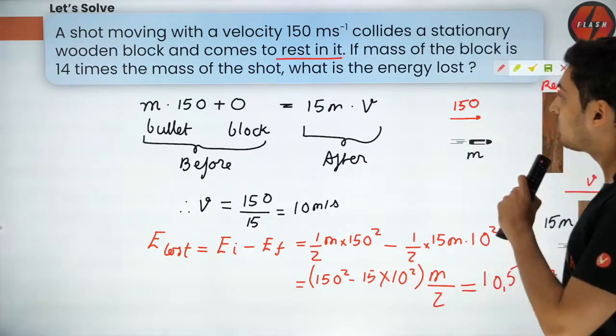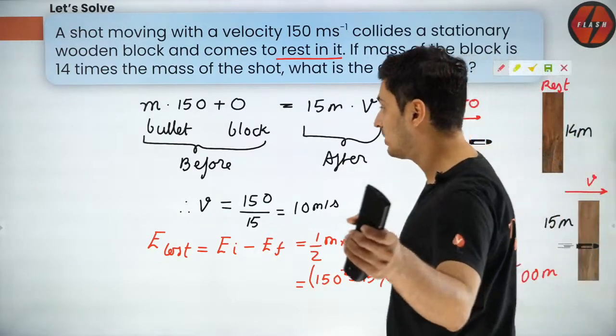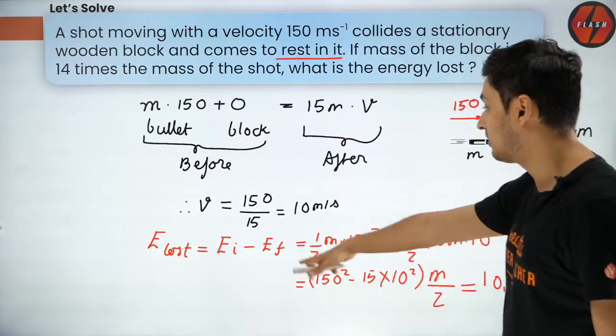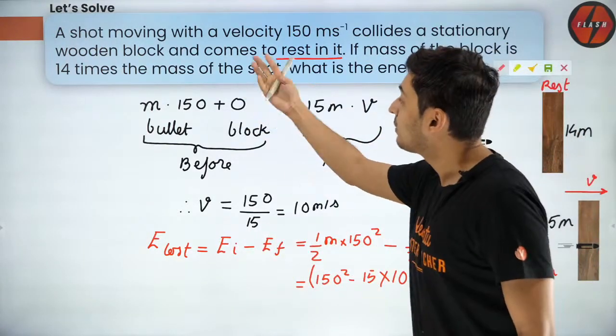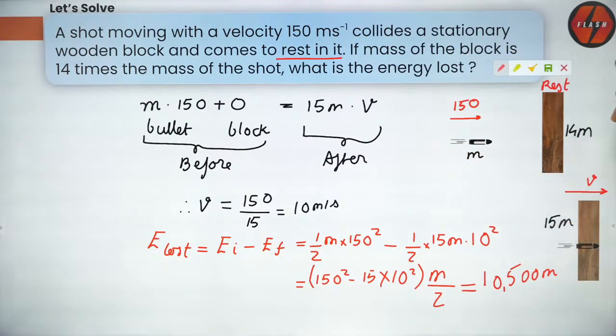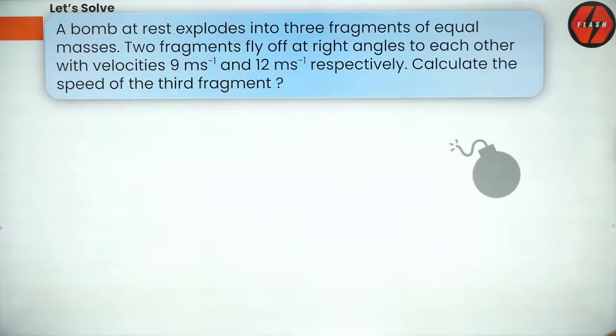Excellent, guys. I hope you guys are understanding the level of problems over here. And did you see, this question is a classic example where energy is not conserved. In fact, energy is lost, but momentum is conserved. Did you just see that? In fact, I asked you an objective question just some time back. Very good. So let's go to the next question.